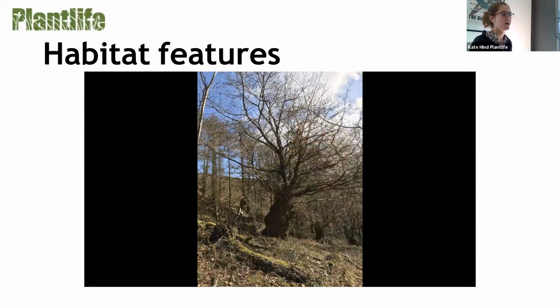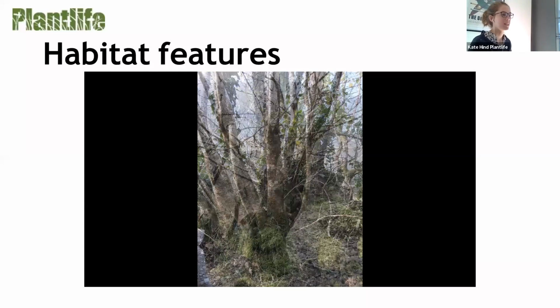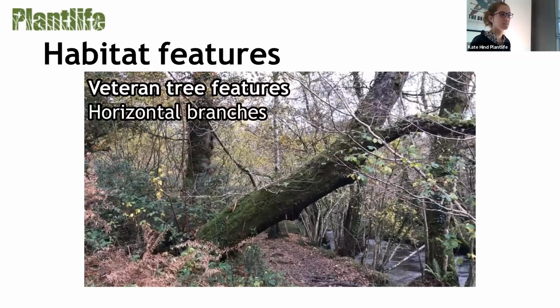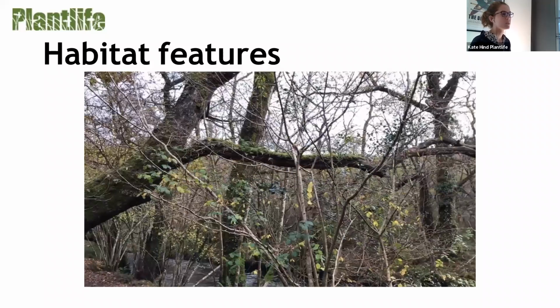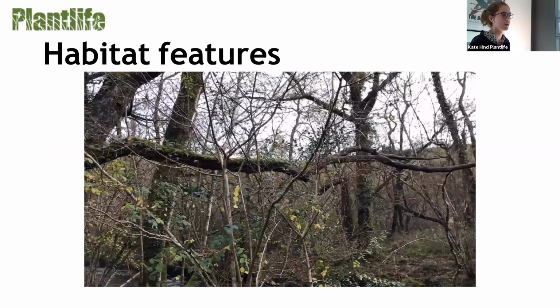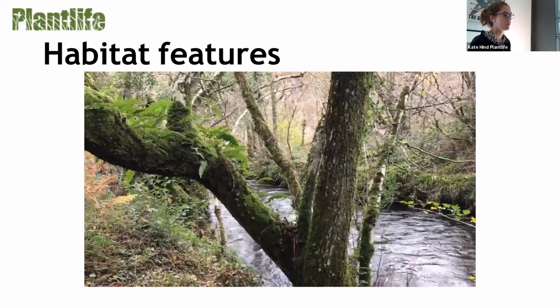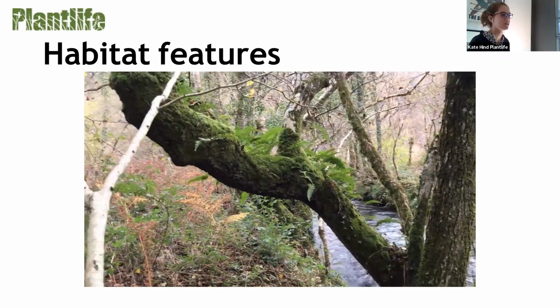This is one of the coppards that Alison mentioned earlier. It's not a pollard, not a coppice, it's a coppard, but you can also include that on the survey. Horizontal branches, and lots of you will have seen lots of things grow on the horizontal branches, so they are really important. Here we've got lots of this gorgeous fern growing along this horizontal branch.